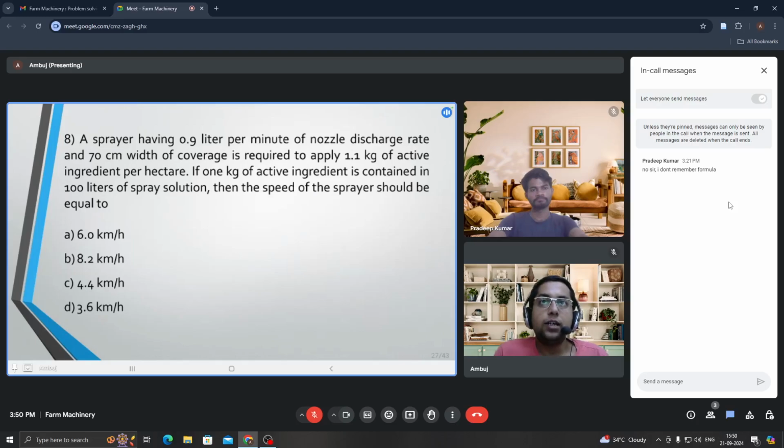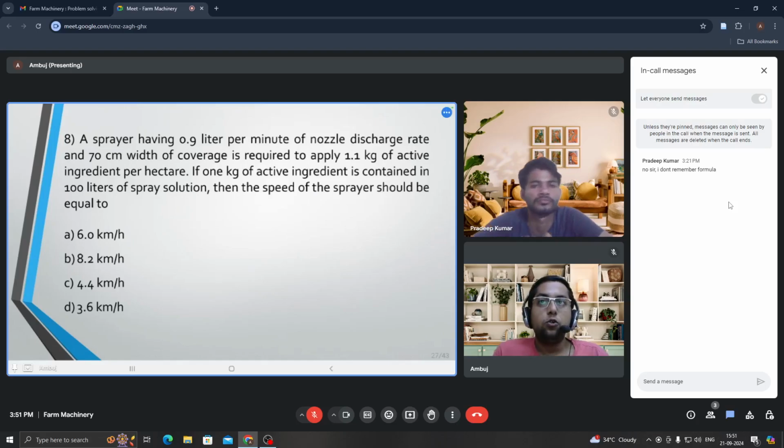A sprayer having 0.9 liters per minute of nozzle discharge rate and 70 centimeter width of coverage is required to apply 1.1 kg of active ingredient per hectare. 1 kg of ingredient is contained in 100 liters of spray solution. Then what should be the sprayer speed?